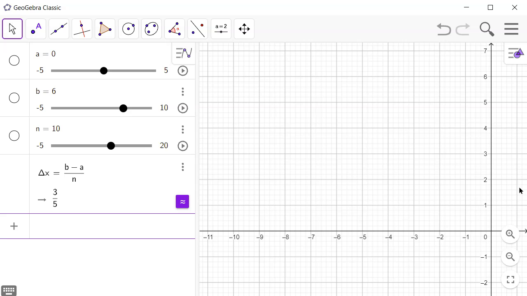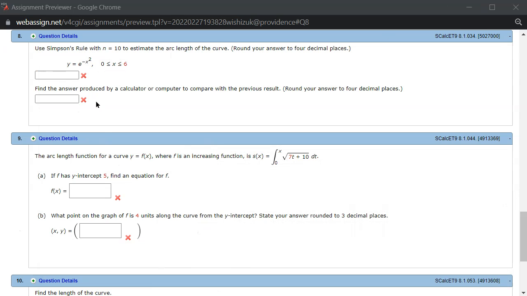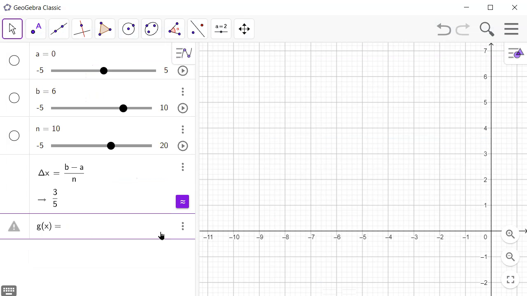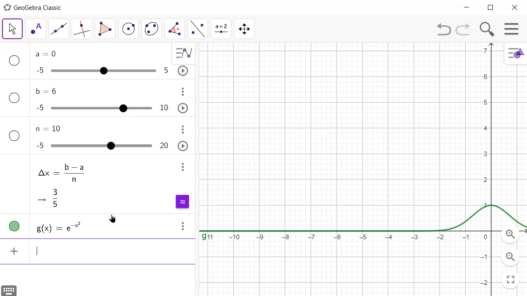Then the function f of x, actually, I'm going to have to call this one g of x first. So g of x, I'm going to set this equal to e to the negative x squared. I'm going to put that in there, so it's e to the negative x squared. Then hit enter.